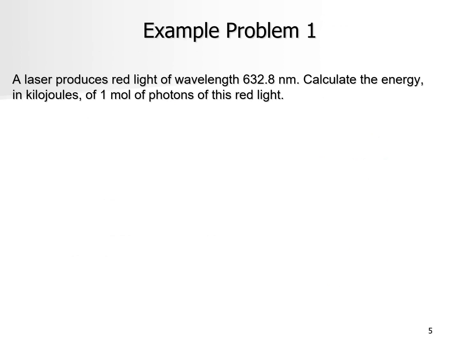In this section, section 3 of the Chem 1 class, there's only one type of calculation problem, which is related to the photon. So now let's look at this math problem about a photon. We have a laser that produces a red light with a wavelength of 632.8 nanometers. We are asked to calculate the energy, and I want you to pay attention to the unit right here, in kilojoules of 1 mole of photons in this red light.